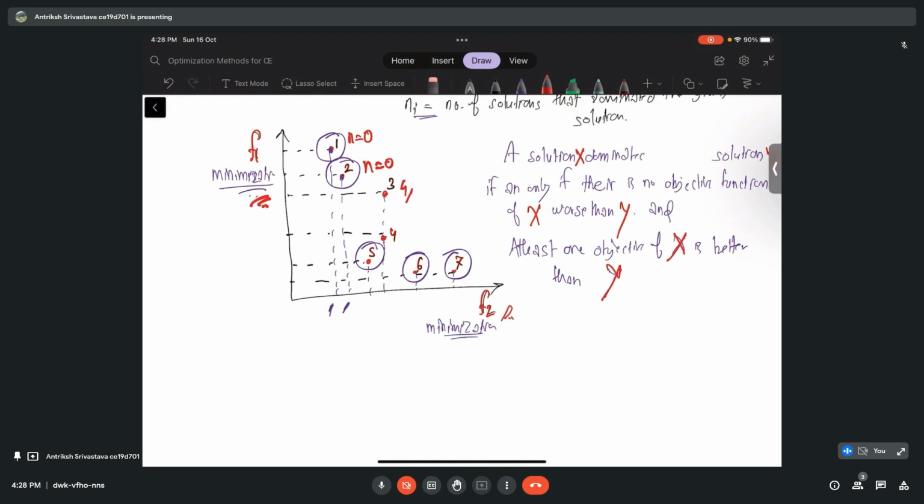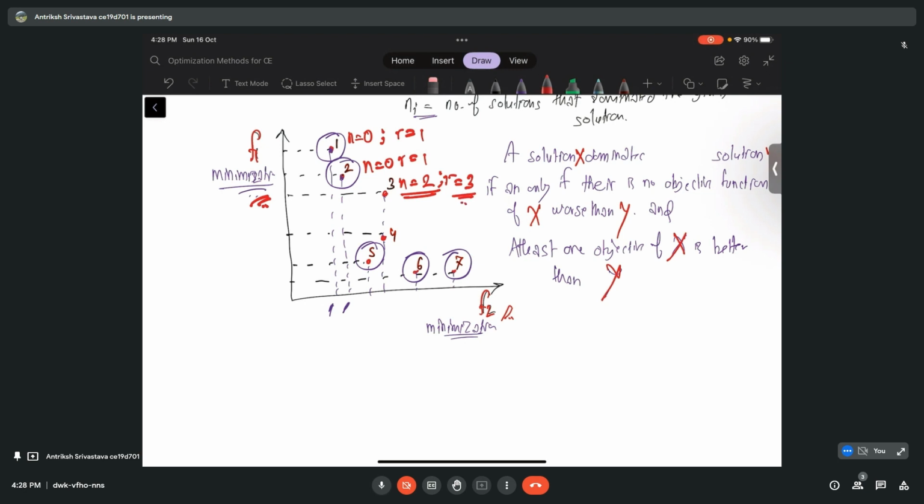So let's write 4 here. And in the same way, solution 5 actually performs better in both f1 and f2 than solution 3. So this also will dominate solution 3. What about 6 and 7? They are again similar to 2 and 1. They do not dominate solution 3. So what is our n? n is 2. And what will be the rank? Let me write rank also. Rank 1, rank 1, rank 3.